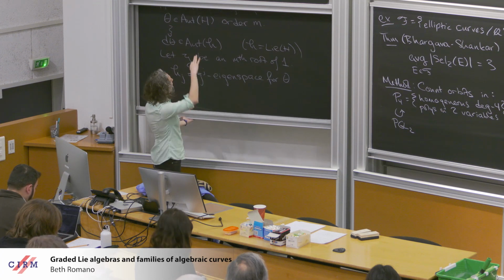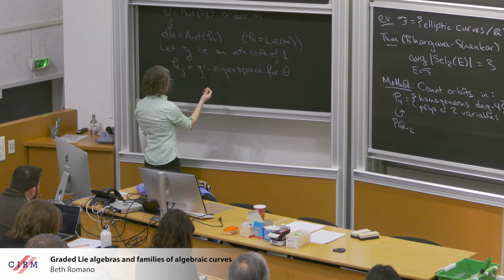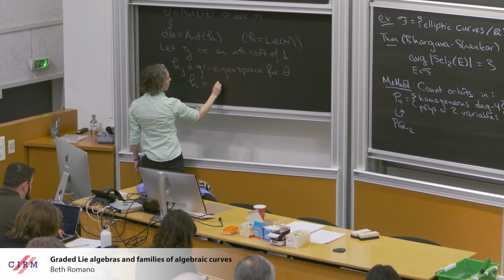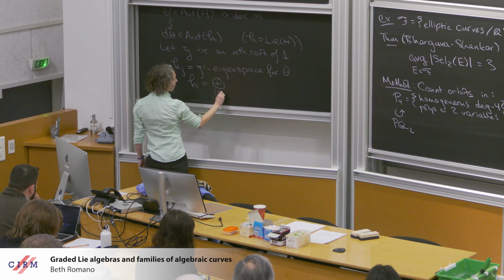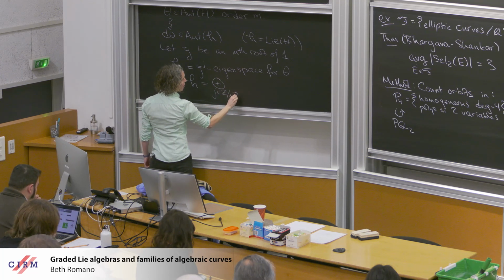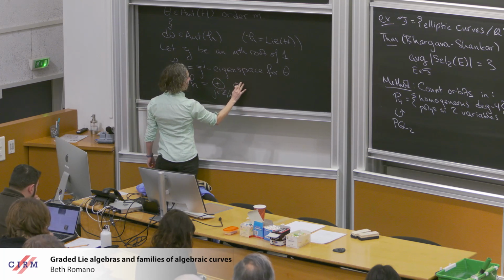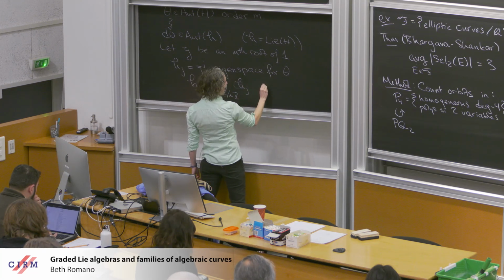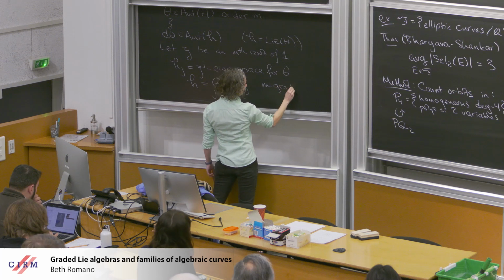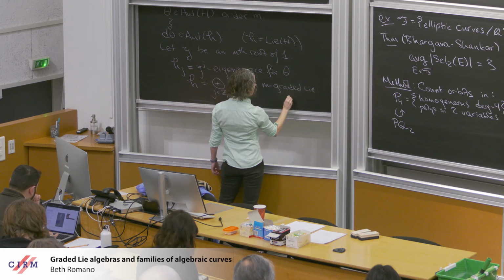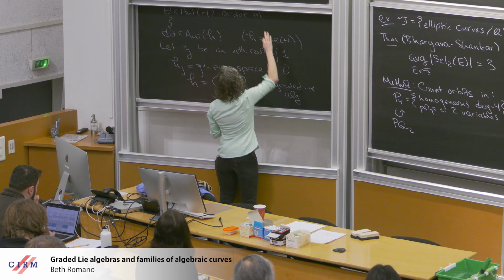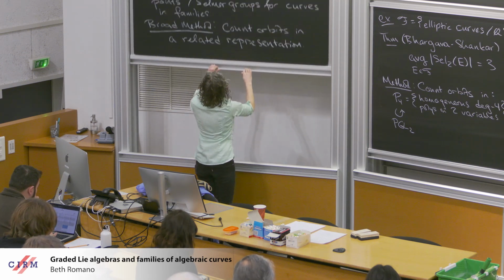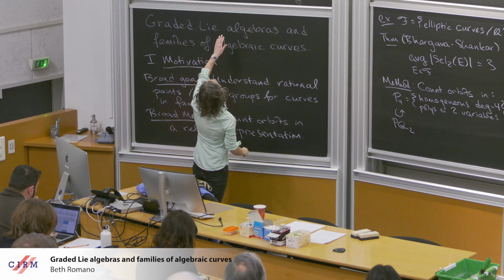Sorry, I know this is disappearing. I'll switch it in a second. So then you can decompose H, your Lie algebra, into a direct sum over j in Z mod MZ of Hj. And this is an M-graded Lie algebra. I'll do an example in a second.